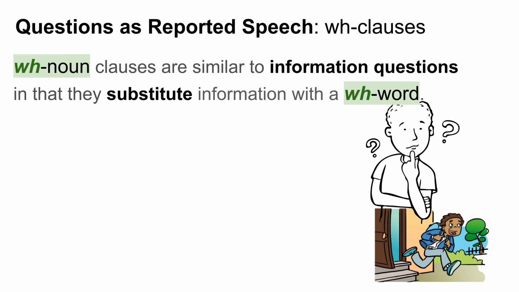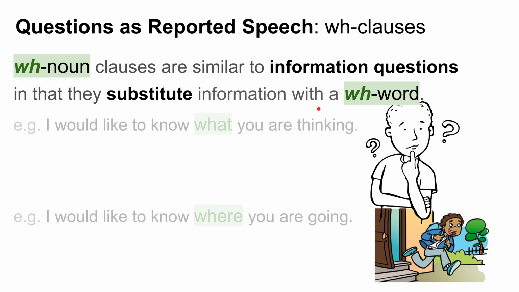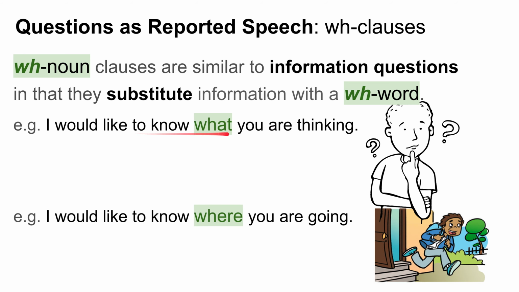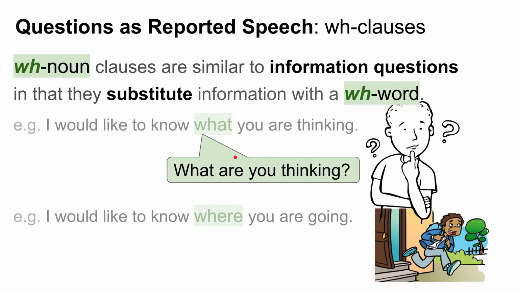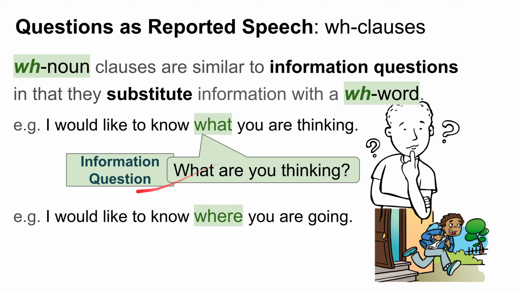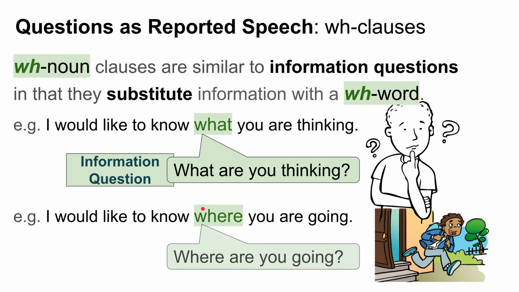Let's talk about how WH noun clauses work. So WH clauses are similar to information questions in that they substitute information with a WH word. So for example, I would like to know what you are thinking. I can rewrite this as, what are you thinking? That's an information question. I would like to know where you are going. I can replace this as, where are you going? That's an information question. And of course, the substituted information is a WH word.